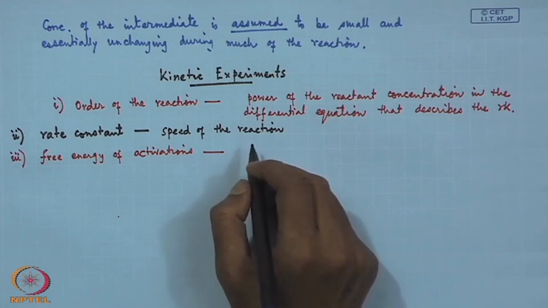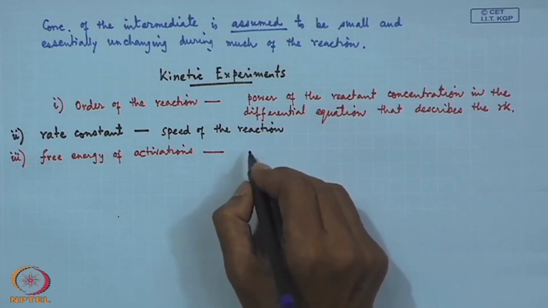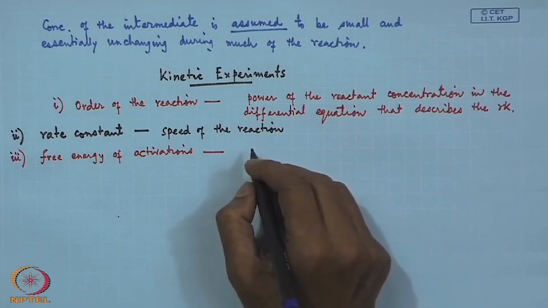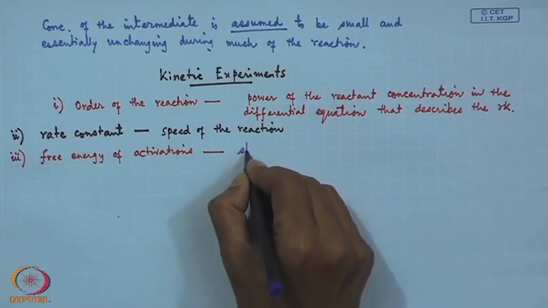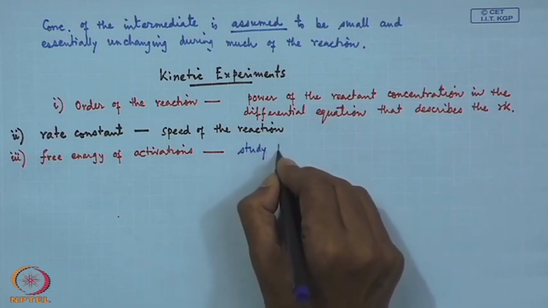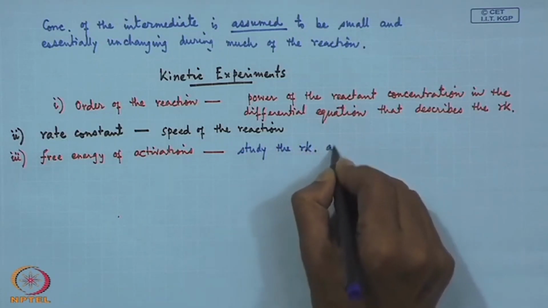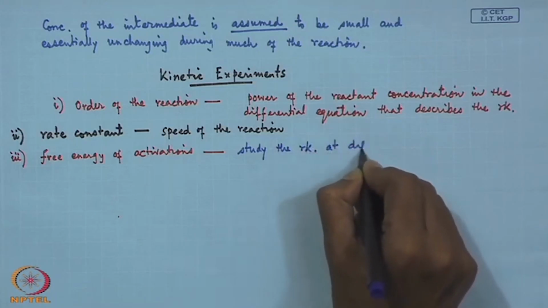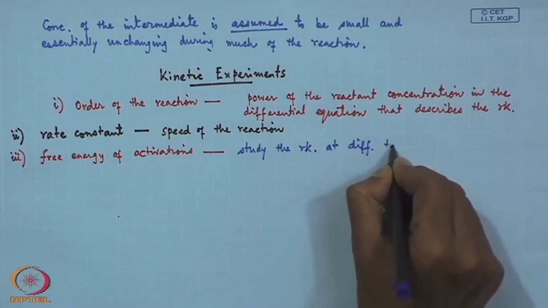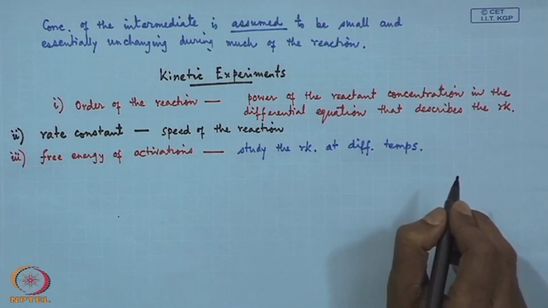So, how can we find out the free energy of activation? We can find out by measuring or studying the reaction at different temperatures. So, study the reactions at different temperatures. That basically gives us the corresponding free energy of activation.